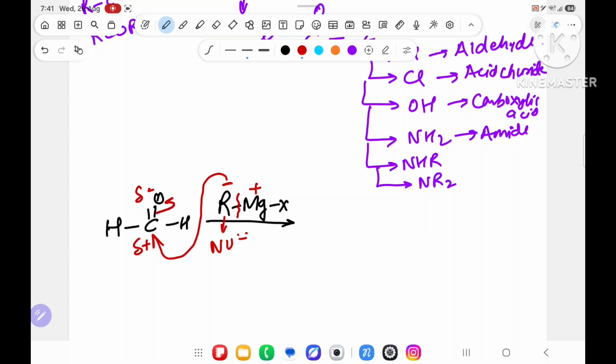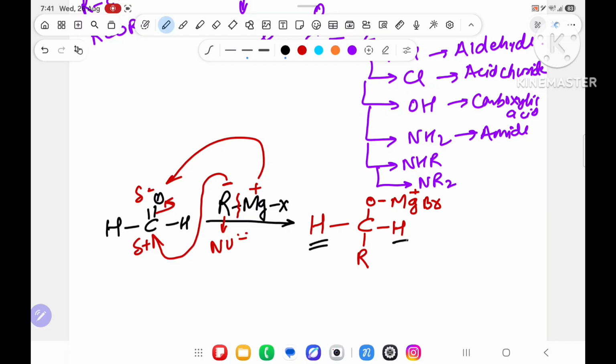Once it attacks, carbon will get an extra bond. Oxygen will get an extra bond. When carbon gets an extra bond, the oxygen bond will break and come here. What will you get? H, C, O minus, over here R, over here H, and on the O minus, MgBr is coming. Now what happened? Oxygen has a chance. It wants to return back. Either it will return back or it will search for a leaving group. Hydrogen is not a leaving group, hydrogen is not a leaving group, alkyl is not a leaving group.